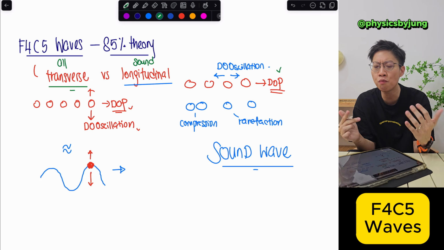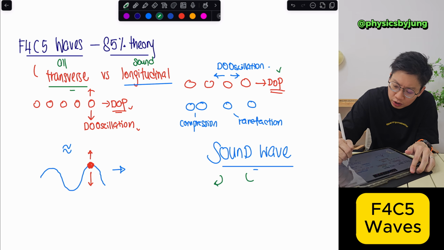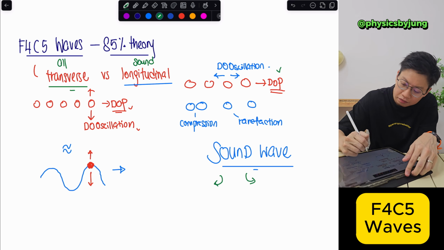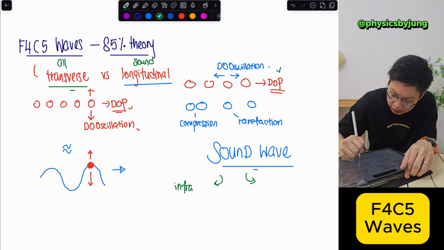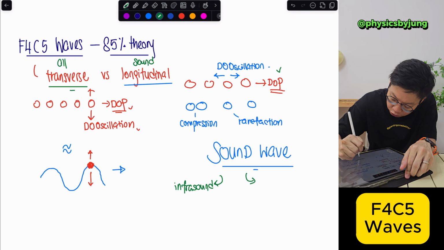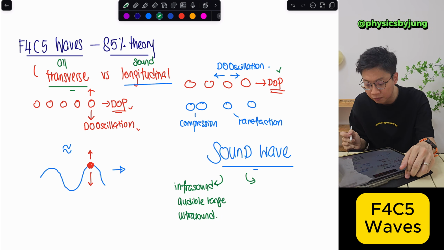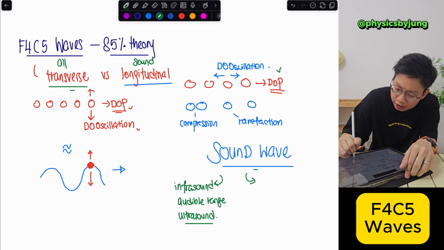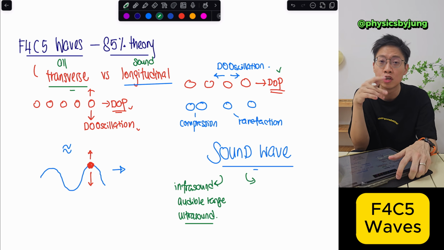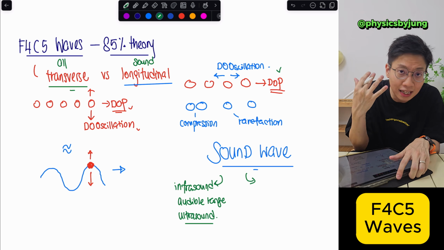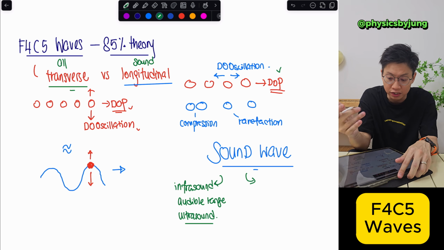Before we go to the next part, let's talk about what you need to know in sound waves. You need to know what an infrasound is, what the human audible range is, and what ultrasound is. Ultrasound usually means it has higher frequency. Anything more than 20,000 Hertz is considered high frequency.